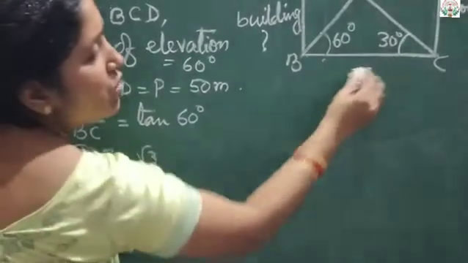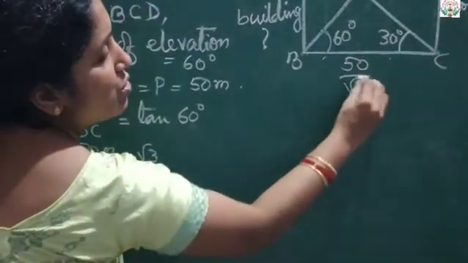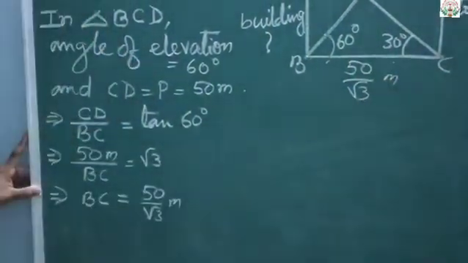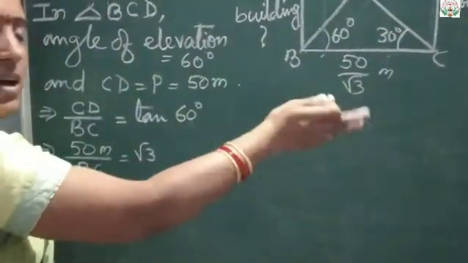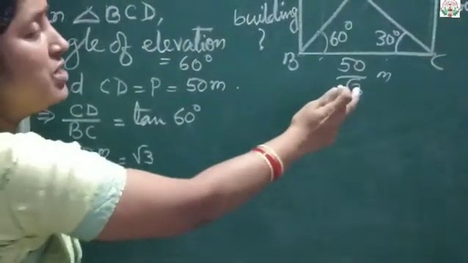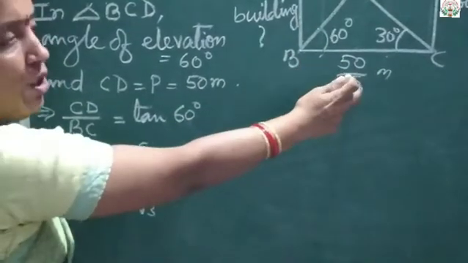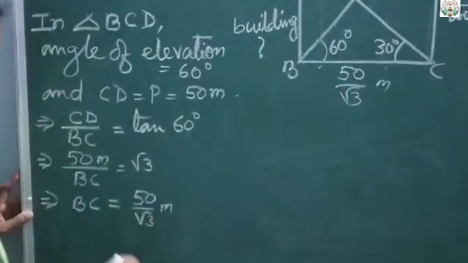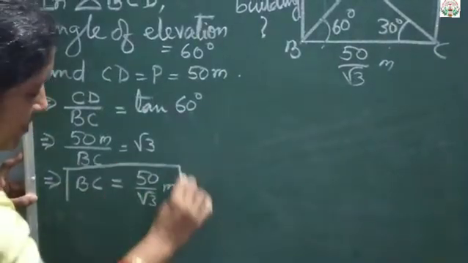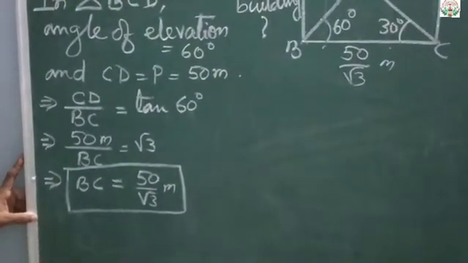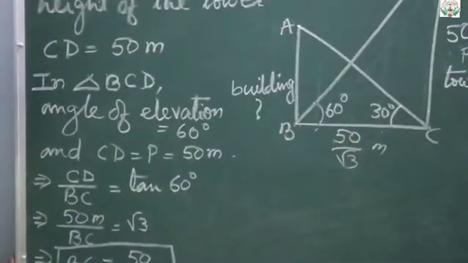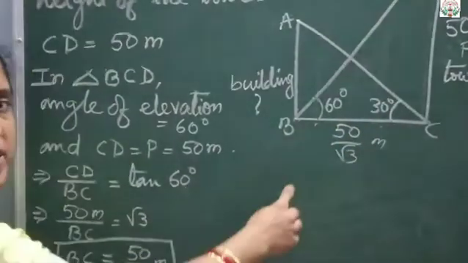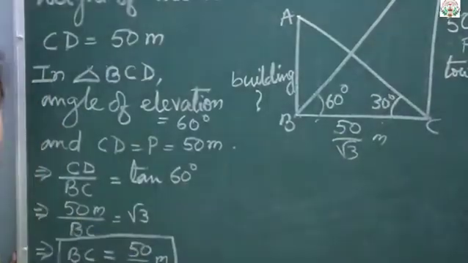So this BC is how much? 50 upon root 3 meter. Okay. So now if you want to rationalize, you can. Otherwise leave it, because our main aim is to find the height of the building, not this one. Okay. So now BC is this much. Okay. Now BC, the foot of that particular ground, we got it. The ground level distance base is 50 upon root 3 meter.